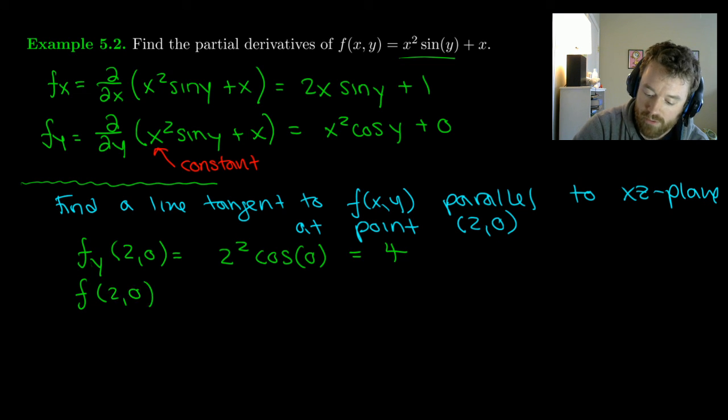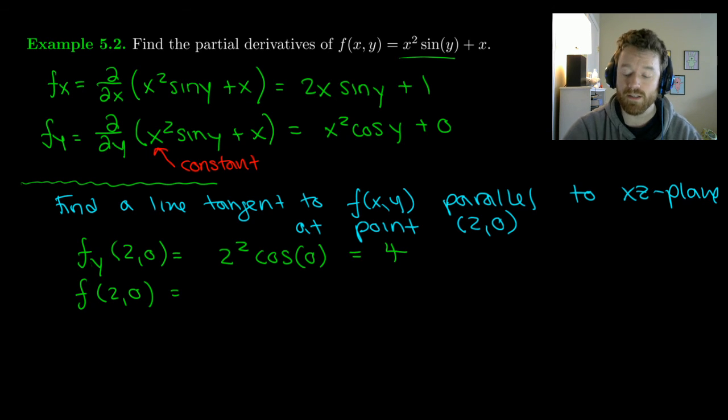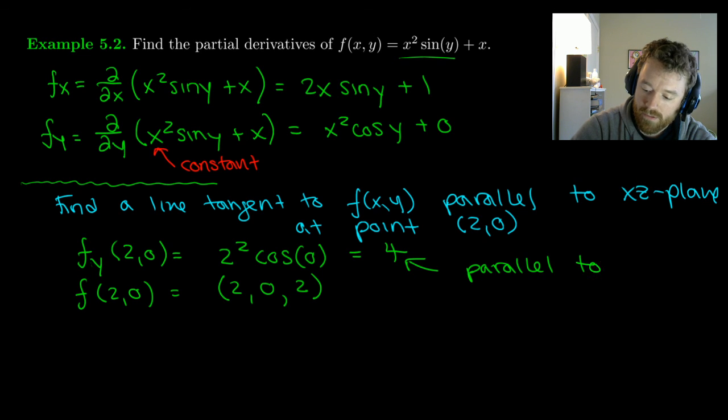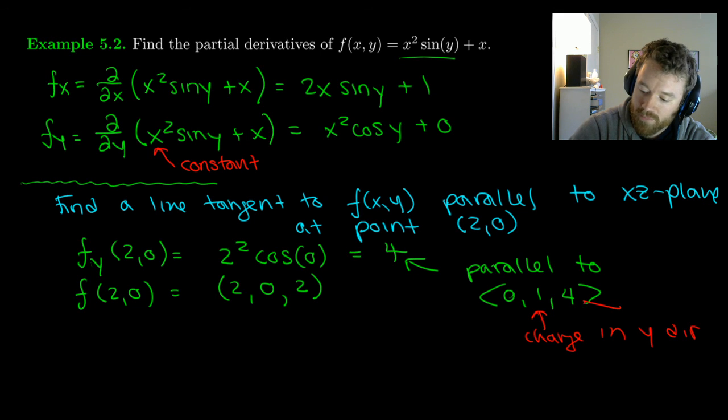F of 2, 0 is going to give us the point associated to this input, this 2, 0 input. And this is 2, 0, 2, just plugging into my function f. And so here is the slope of that tangent line. So this means this is parallel to 0, 1, 4. Right? If I change in the x's, so a change in y direction, and this is my change in the z direction.